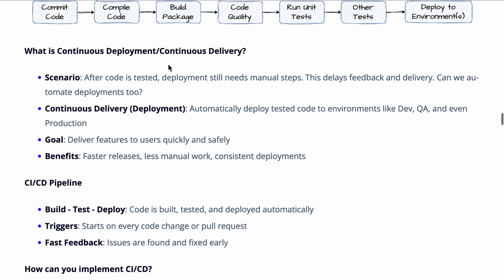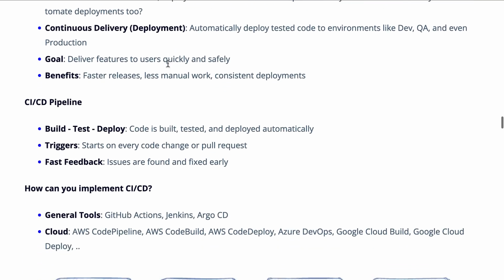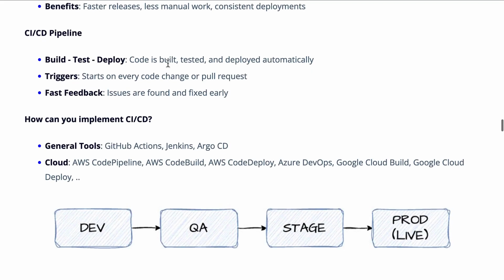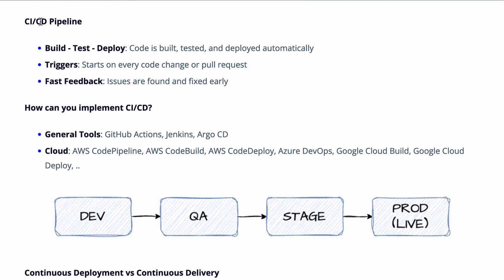Now, where is CI/CD done? Where is continuous integration, continuous deployment, or continuous delivery implemented? It's implemented in CI/CD pipelines. So you'd create a pipeline involving different steps: build, test, and deploy. Code is built, tested, and deployed automatically. When does this process start? It's triggered on every code change.